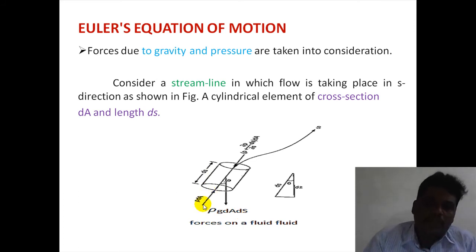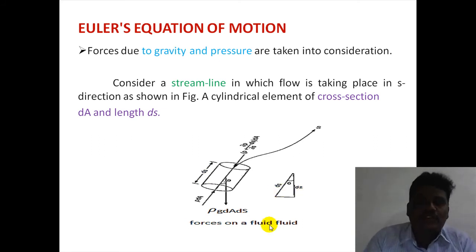Now the pressure force is acting along the direction of flow, that is P multiplied with dA, and another pressure force is acting in the opposite direction, that is P plus dou P by dou s into ds, times dA. From the diagram, this angle is equal to theta. From this triangle we can write cos theta is equal to dz by ds. This is dz and this is ds.